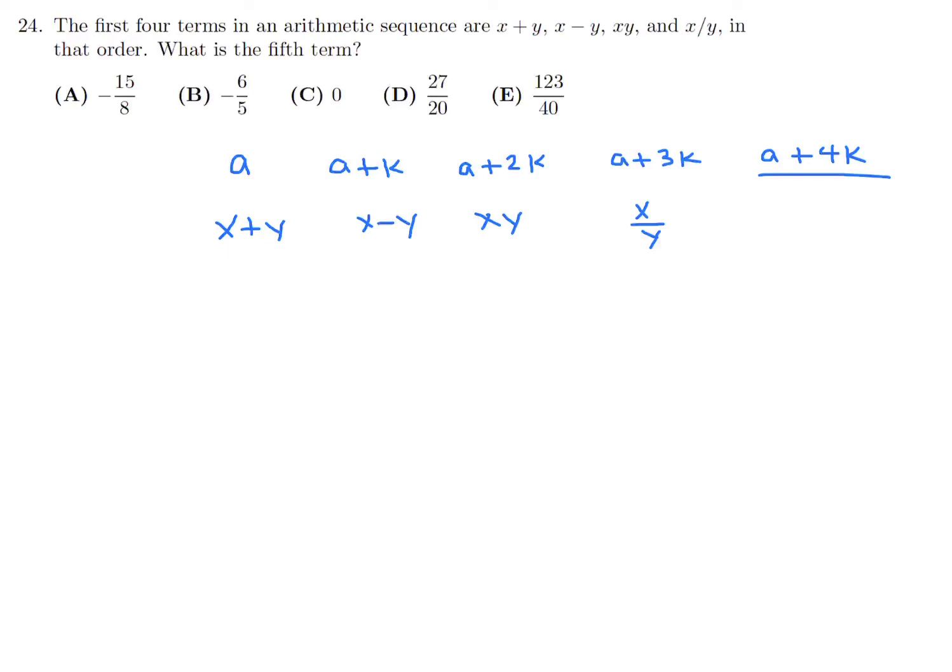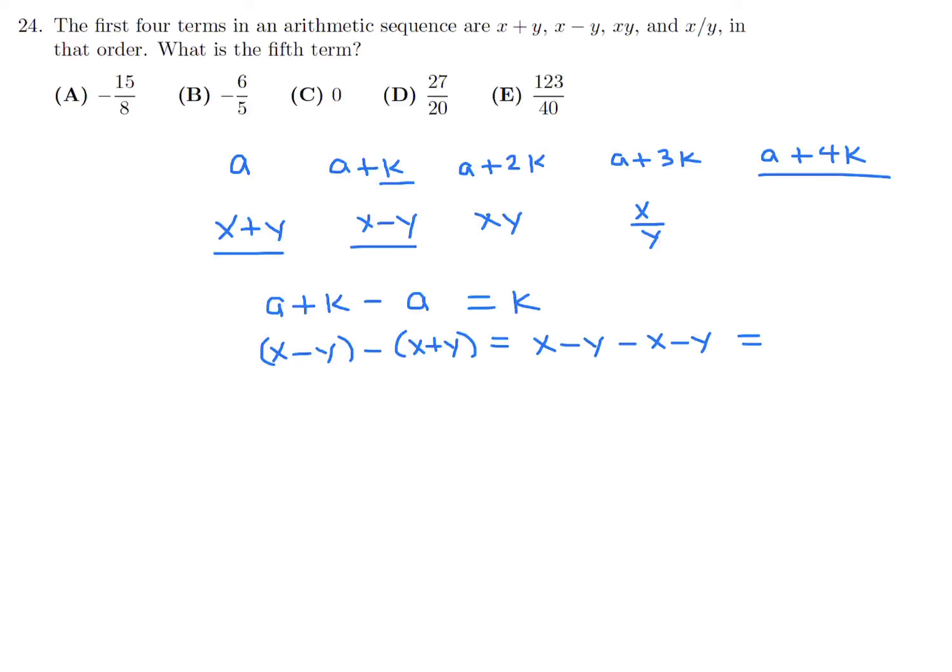All right. Well, the first thing is I'm going to concentrate on what is k. What is my difference every time? K can be easily figured out. It's the second term minus the first term: a plus k minus a. You take the second term, and from it you subtract the first term, and that just leaves you with k. Now, if I do that in terms of x and y's, what do I get? x minus y for my second term. My first term is x plus y. So this gives me x minus y minus x minus y, which is just minus 2y. So therefore, my k is minus 2y. So that's my first piece of information.